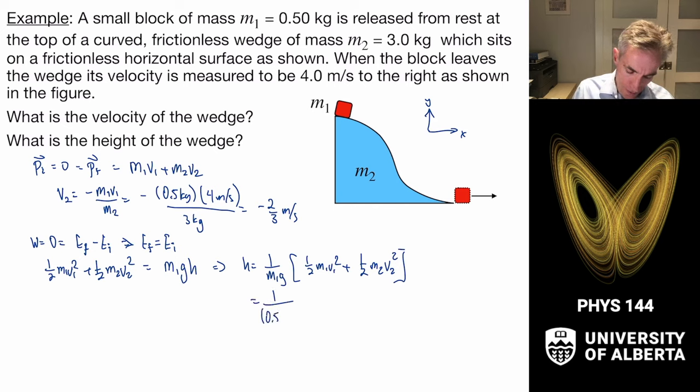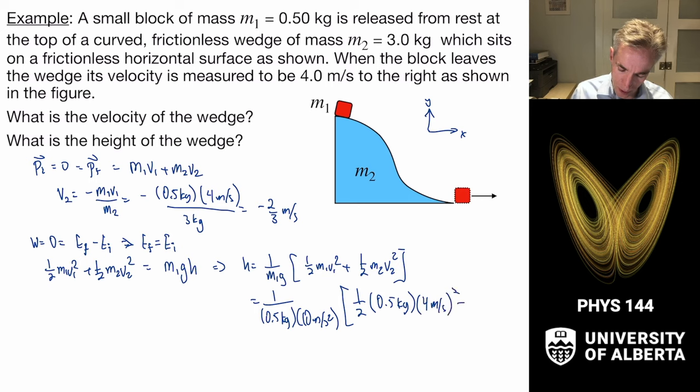M1 is 0.5 kilograms, g is 10 meters per second squared, and then we get the 1/2 times 0.5 kilograms times 4 meters per second quantity squared, plus another 1/2 times the mass, which is 3 kilograms, times negative 2/3 meter per second quantity squared. We add all of that up and we get an answer that is 2.13 meters. Pretty slick. We did it.